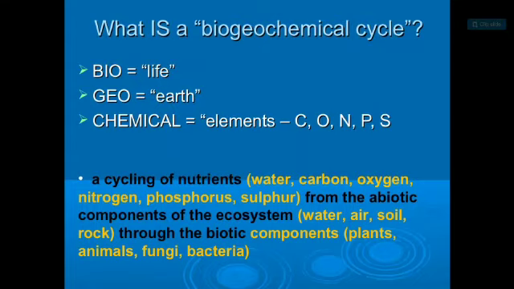Bio means life, geo means earth, and the chemicals are the elements like carbon, oxygen, nitrogen, phosphorus, and sulfur. It is the cycling of the nutrients from the abiotic components of the ecosystem through the biotic components. You know that the abiotic components include the water, air, soil, and rock, and the nutrients include carbon, oxygen, nitrogen, phosphorus, and sulfur, while the biotic components include the plants, animals, fungi, and bacteria.